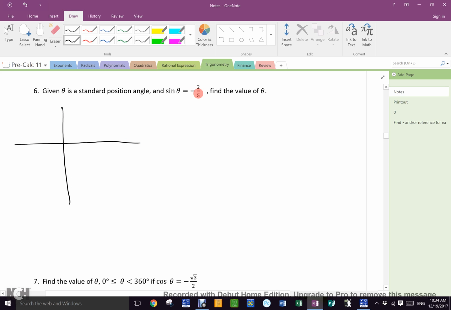What is sine? Opposite over hypotenuse, but we're no longer using just triangles. We're on the coordinate grid. So what should it be? What should sine be? Y over h. Excellent. Now, if sine is negative, where are the places it can live? Can it be up here? No. Can it be here? No. So it must be here or here, correct?